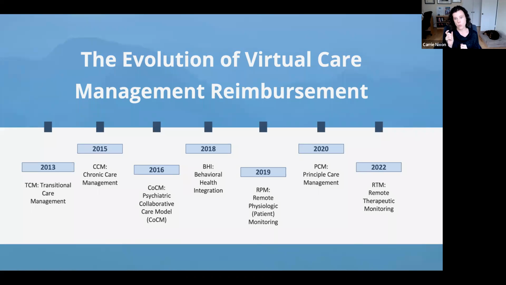All right, in 2020, we had the principal care management codes, another iteration of care management that focus really on one particular condition as opposed to multiple conditions. And then fast forward to today, to 2022, we saw the introduction of the remote therapeutic monitoring codes, which we will discuss, in addition to some further evolution of chronic care management and principal care management.